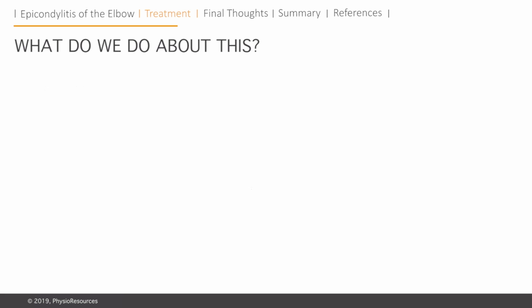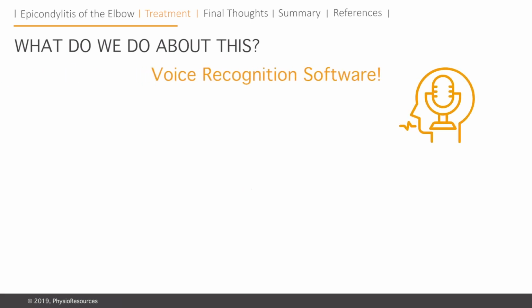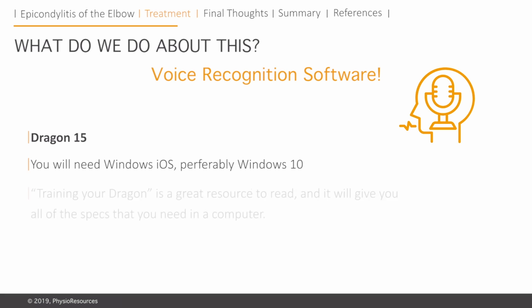A final thought here on activity modification. I have spoken with many patients and therapists over the last several years about what the best voice recognition software is for desktops and laptop computers. And the feedback that I've been getting is that the answer is the Dragon 15 software. And I've been told from patients who use it a lot, who have tinkered with it, that you will need Windows, preferably Windows 10. There's also a good publication out there called Training Your Dragon, which can train you on everything that you need to know basically about the software.